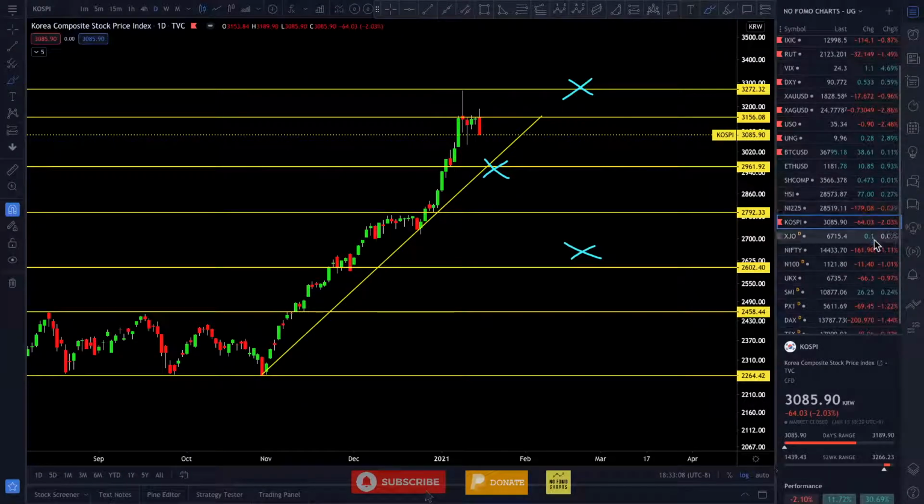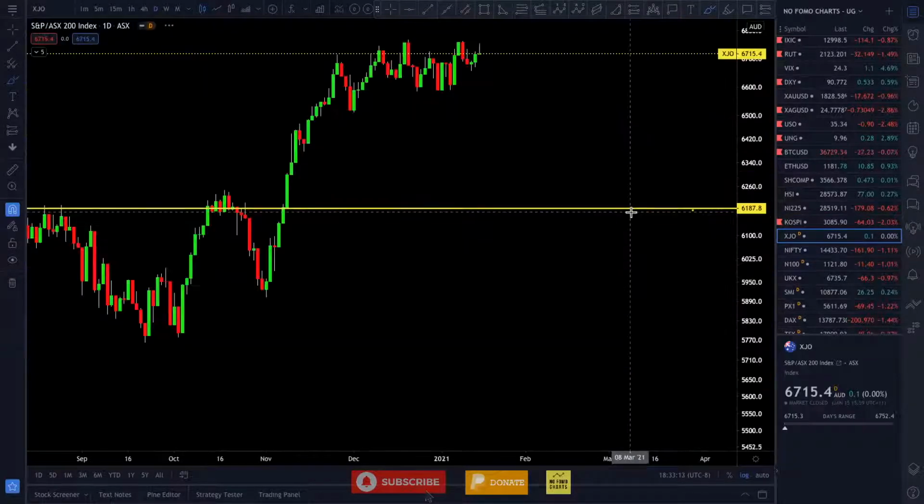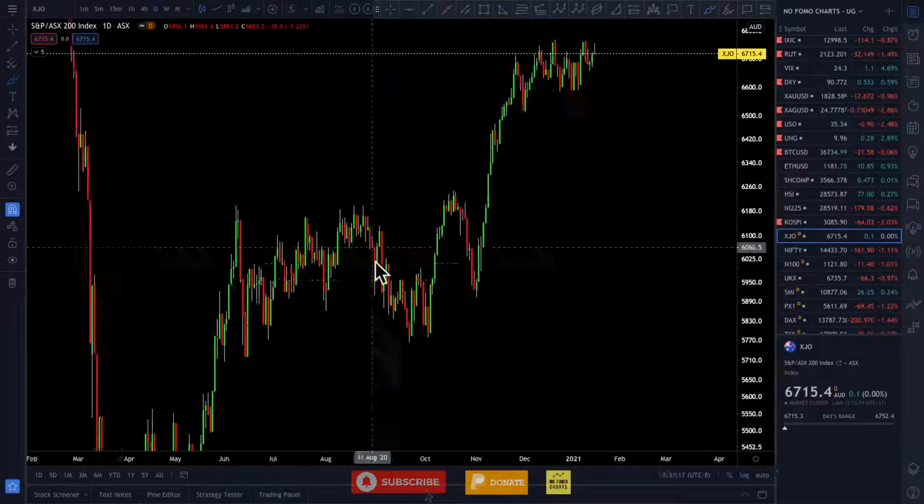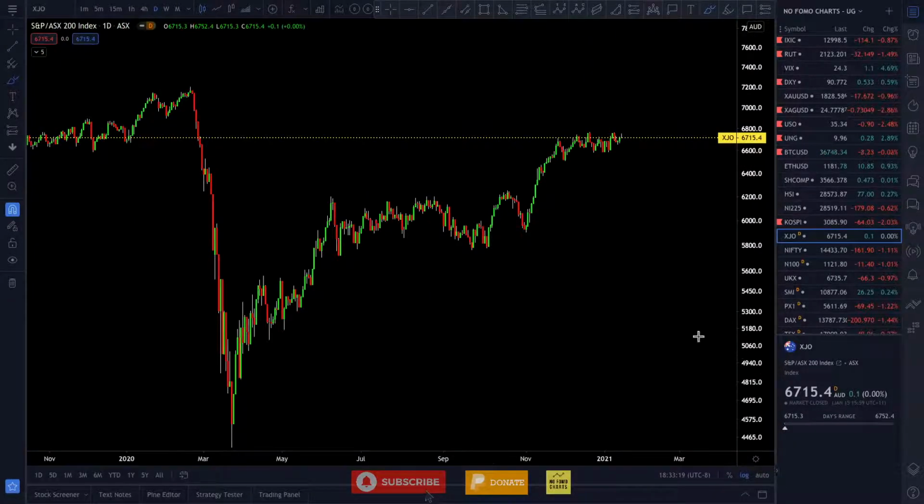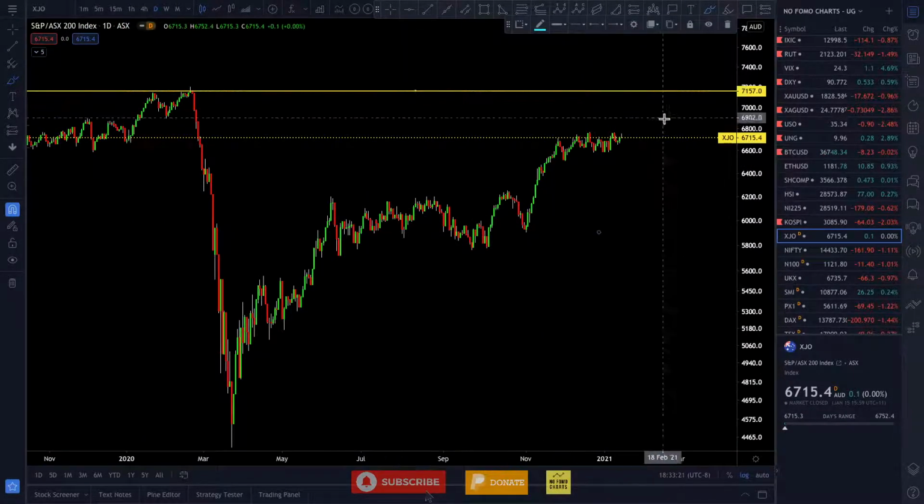Let's see, how far do I want to go here? Let's do Australia. Let's just keep going here. Australia. The mega resistance up here, and then we have resistance up here.